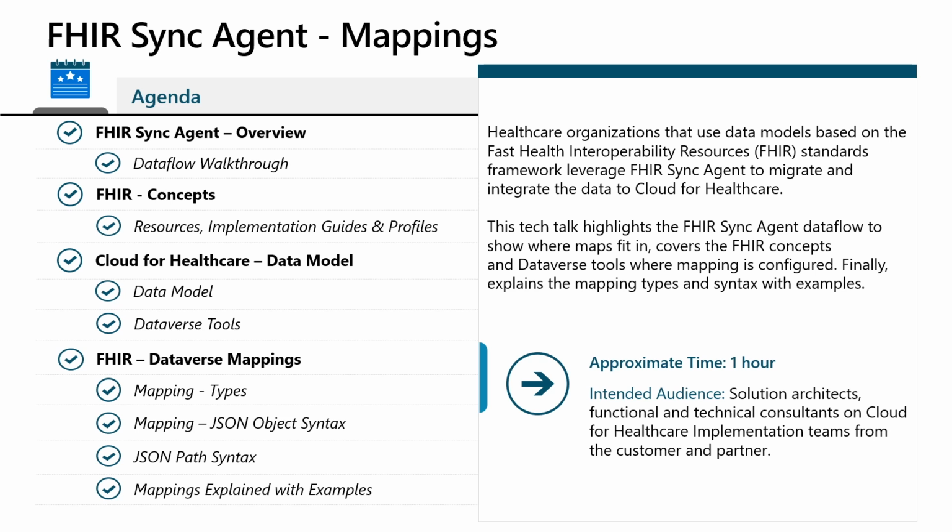We cover resources, profiles, and implementation guides. In the third part, we cover Cloud for Healthcare data model and tools where you can configure the mappings. In the final and fourth part, we go in detail about Dataverse mappings. We talk about mapping types, the JSON object syntax that is used in the mapping, cover a little bit about JSON path syntax, and finally explain mapping types with some examples.